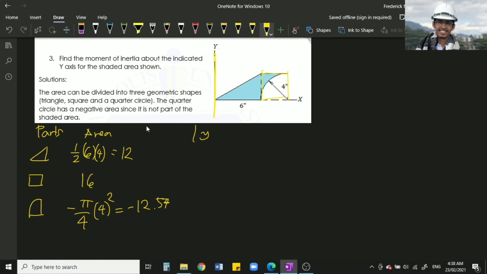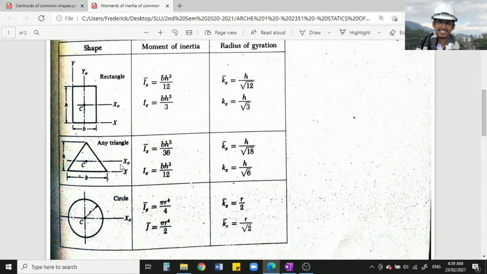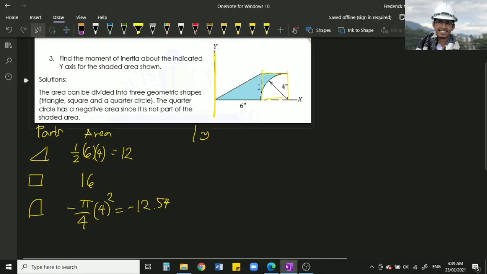Kaya kapag y-axis, yung gagamitin natin is Iy. So, yung Iy nung ating triangle. So, check natin yung moment of inertia. So, for any triangle, that will be bh cubed over 36. So, this is with respect to x, no? So, with respect to x, yung base niya is along x-axis. Okay? So, for this one, with this Iy yung kukunin natin, no?